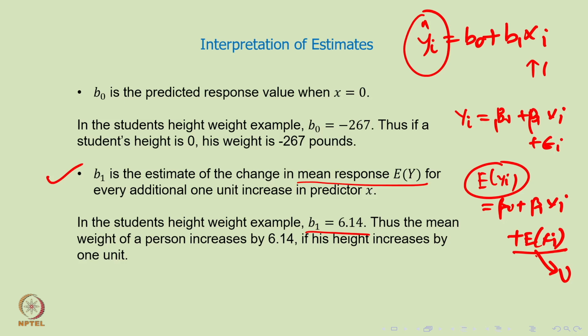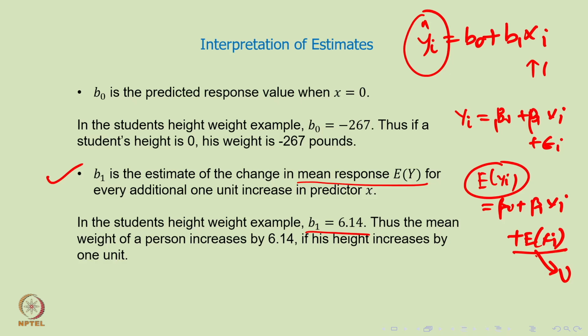Or rather, let me rephrase this. If you increase the height of a person by 1 unit, then the weight of the person increases by 6.14. If you remember, the predictor there was height, and the response was weight. Alright, now coming back to how you interpret B0.